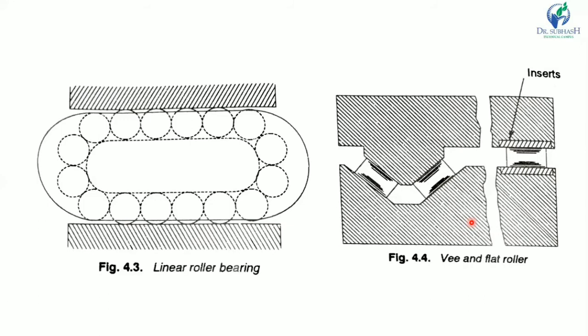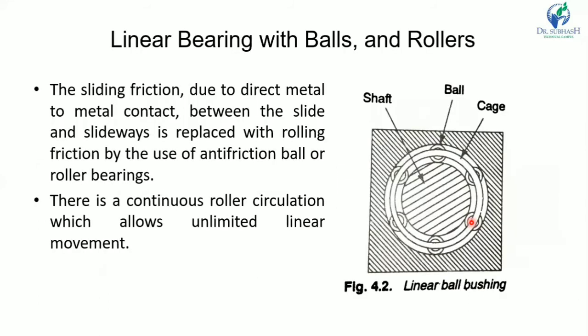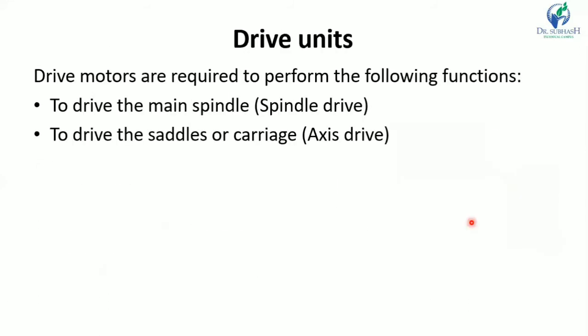Then drive units. Drive motors are required to drive the main spindle, that is called the spindle drive, and to drive the saddle or carriage.